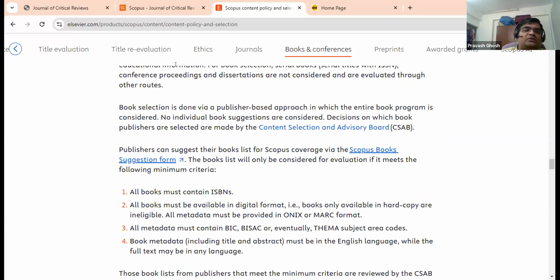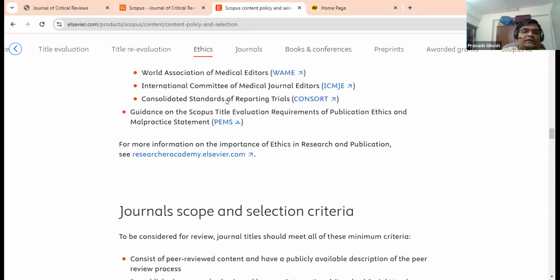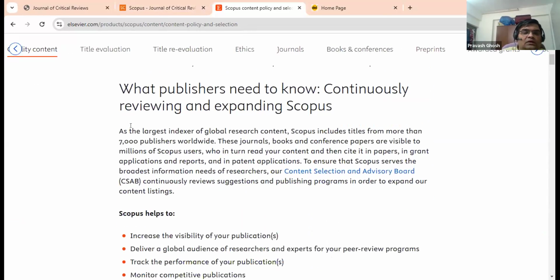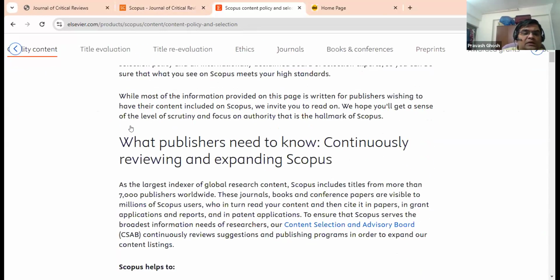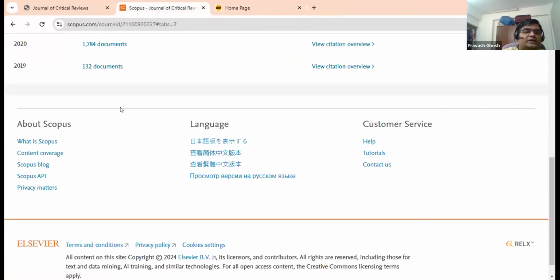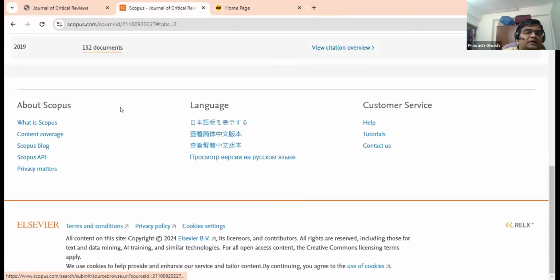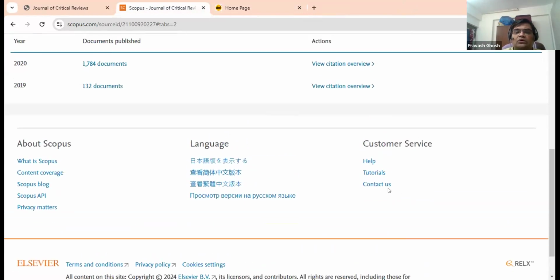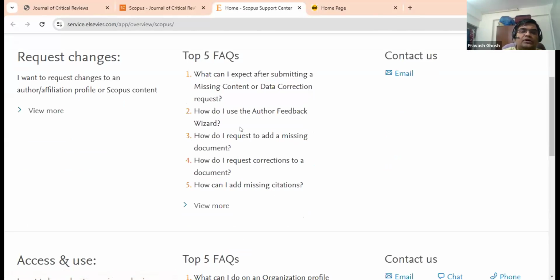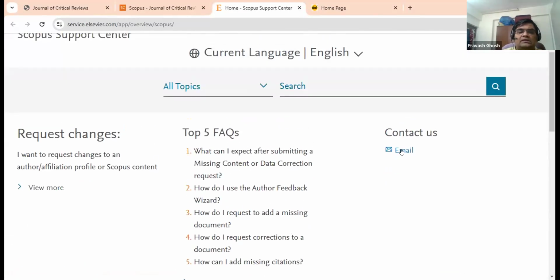On day one, I showed you this list, right? This is one thing that I wanted to show you. Another thing where you can verify that: let me go to the Scopus home page. Yes, come here. Scopus content, contact us. So you should go to contact us, and yes, the contact us email.